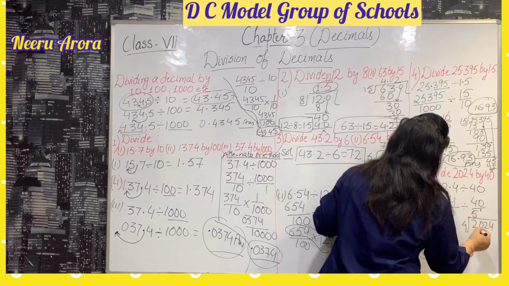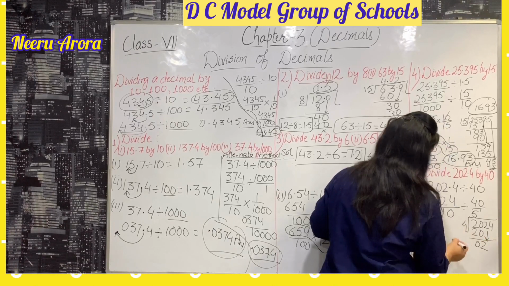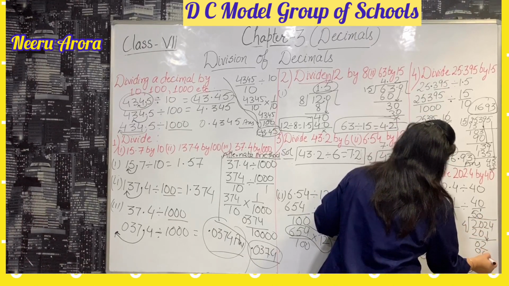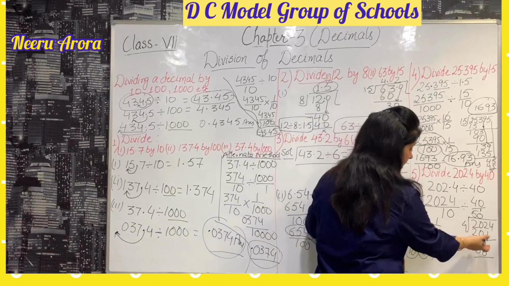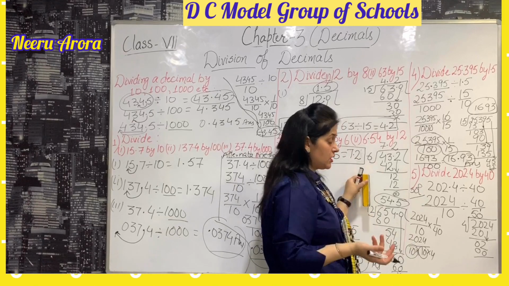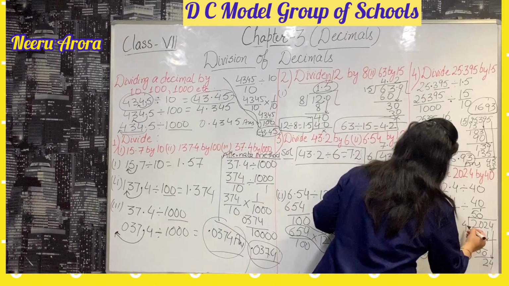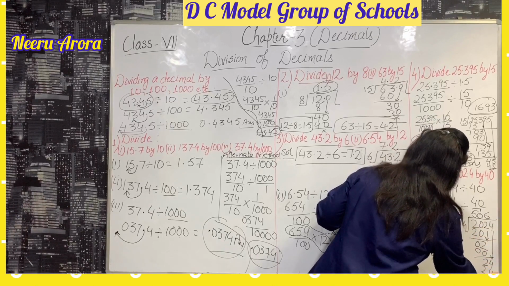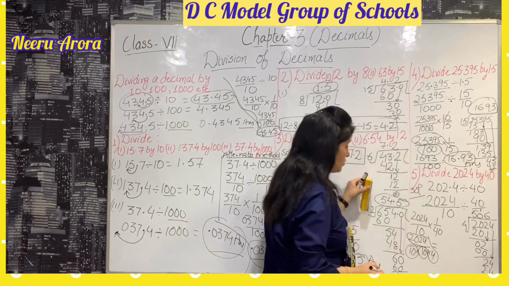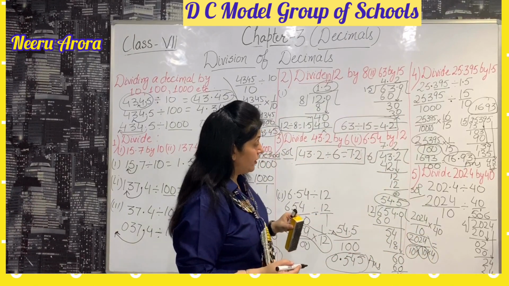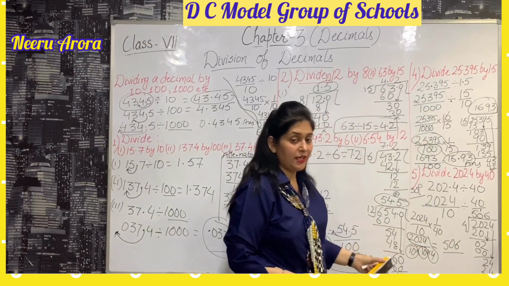So 4 5s are 20. So here it is 2, remainder is 0. 4 zeros are 0. Because 4 1s are 4, that is bigger than 2. So we'll start from 0 only. 4 zeros are 0. So here we have remainder 2. Next is 4. So 4 6s are 24. So when we divide 2024 by 4, we get 506. And what about this 10 into 10?